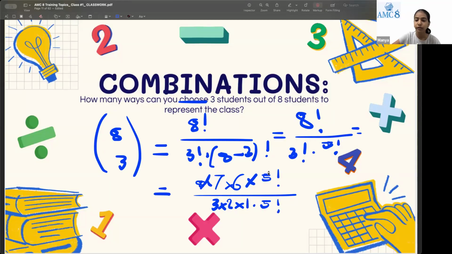Once again, the 5 factorial on the top and the 5 factorial on the bottom cancel out with each other. Then we have 3 times 2 times 1, which is the same thing as 6 times 1, which is just 6. So this cancels out, and this cancels out as well, and we will be left with 8 times 7, which is equal to 56. So our final answer would be 56.